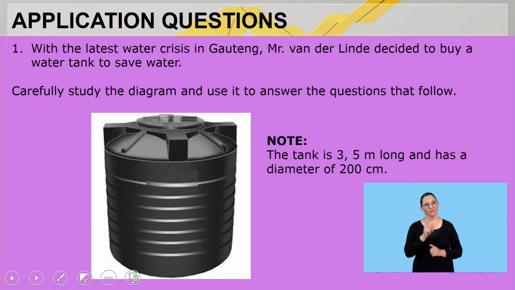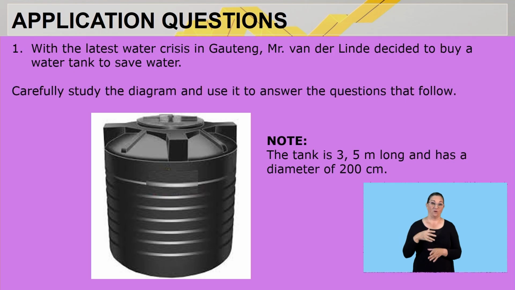Let us look at our next question. So in our next question, we are saying here, with the latest water crisis in Gauteng, Mr. van der Linde decided to buy a water tank to save water. Carefully study the diagram and use it to answer the questions that follow.